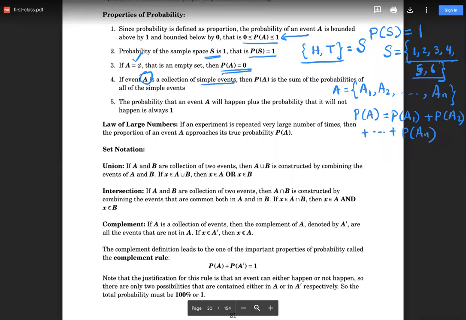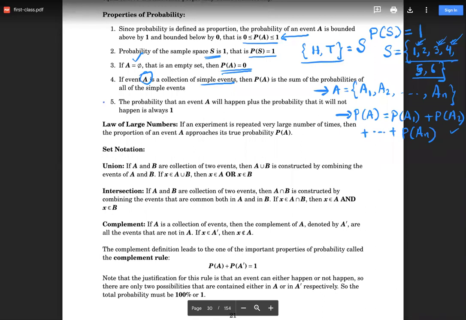Now I'm getting more mathematical looking, but conceptually it's the very same thing that I talked about, like the example I gave you with 1, 3, and 4 for event A. The probability of A was the probability of event 1, probability of event 3, probability of event 4. That's exactly what it is saying here, but in symbolic format.